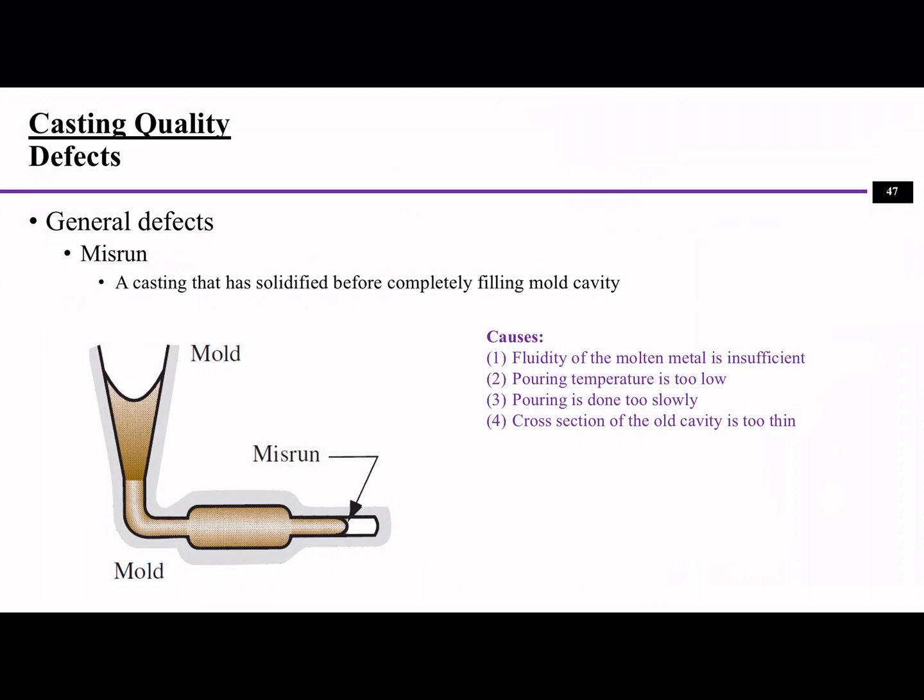So why does it happen? It can be that when we are making this molten metal, the fluidity is not very good. Before it reaches the end, it has already started to solidify and didn't move smoothly, right? Or the pouring temperature is a little bit low, which means it will start to solidify and may stop the molten metal from running into the end. Or your pour is too slow, right? Or the cross section of the mold cavity is too thin. If it's too thin, it will start to form a block as the material gets into the pattern.